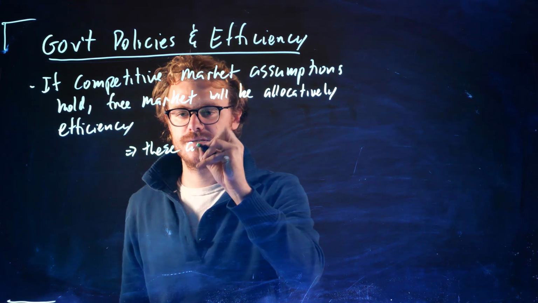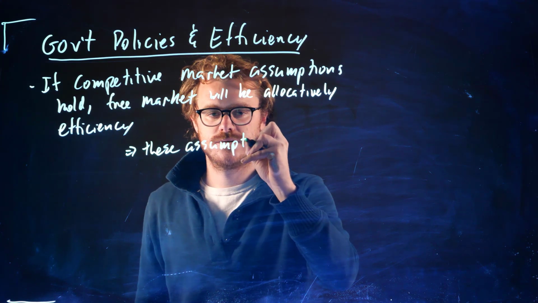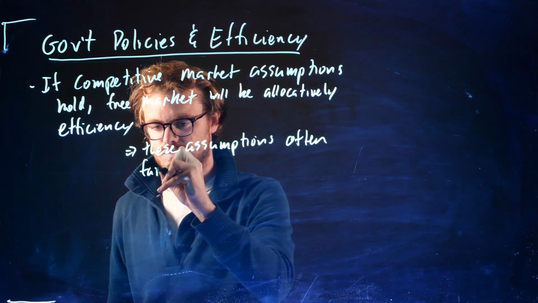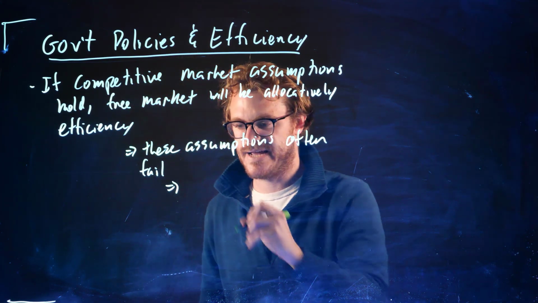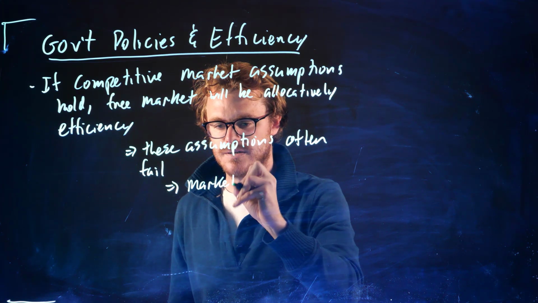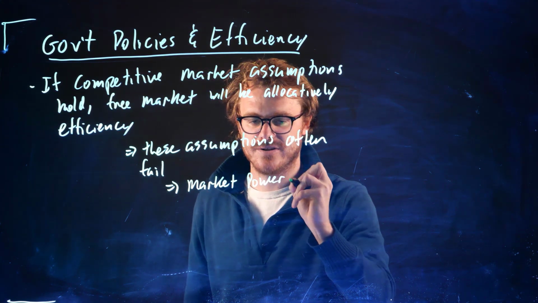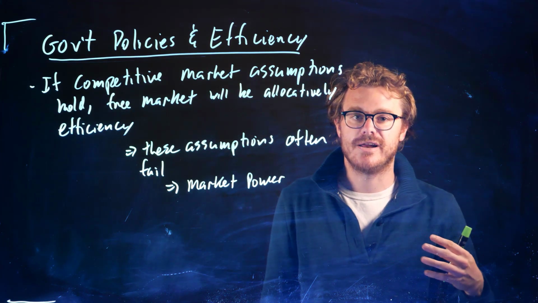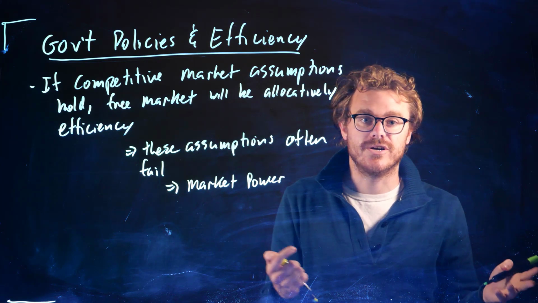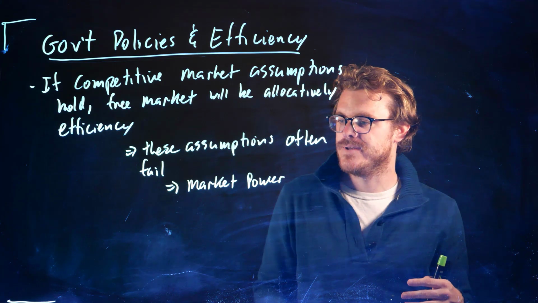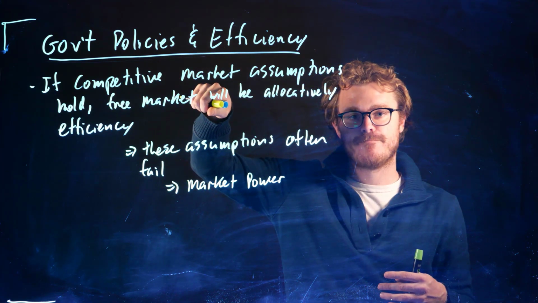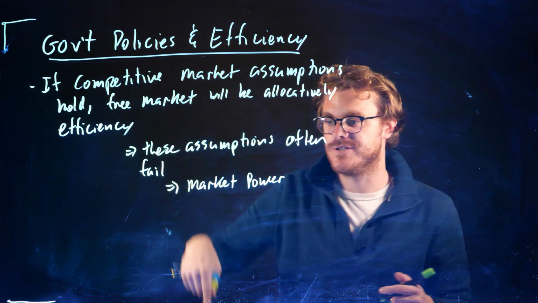So these assumptions often fail. Examples would be, like I just said, market power, so either buyers or sellers have some ability to set price. There are not actually many buyers and sellers. They're not homogeneous goods. There's branding and things like that. Then this competitive market is not going to produce the allocatively efficient quantity.